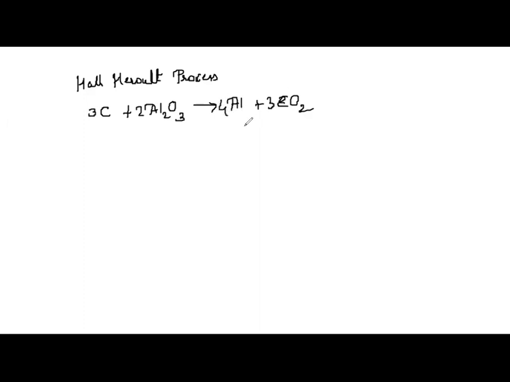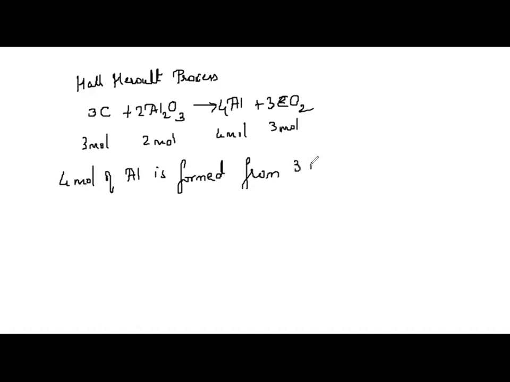So this is how aluminium is produced. If you look here, 3 moles of carbon react with 2 moles of alumina to form 4 moles of aluminium and 3 moles of carbon dioxide. This is what stoichiometry says. So here I want only aluminium and carbon, right? So I can say 4 moles of aluminium is formed from 3 moles of carbon, right? So they have asked what?